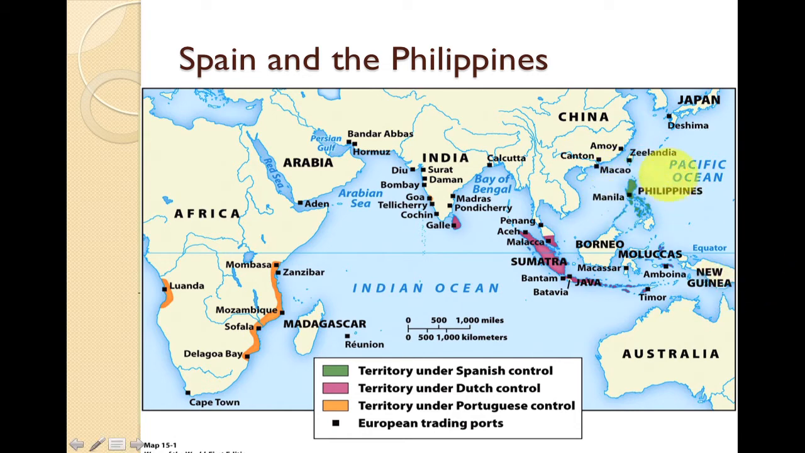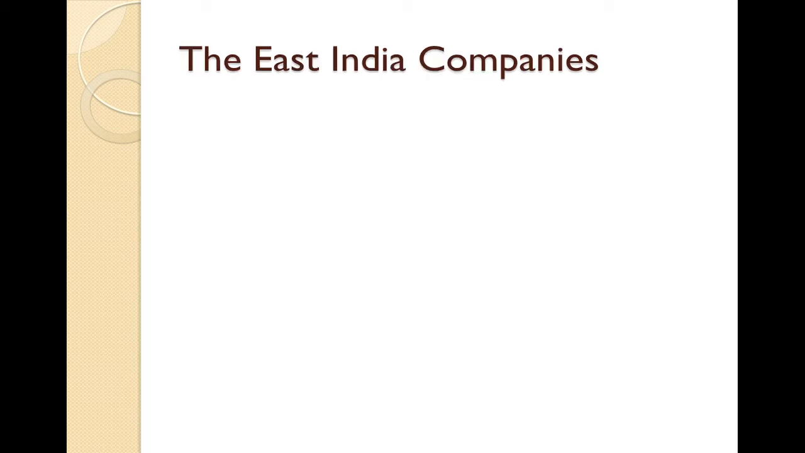Here are the Philippines up here, and the green on the map shows Spanish territory. This was accompanied by a major missionary effort, and the Philippines became a Christian outpost in Asia. Its location at the intersection of trade networks made it a cosmopolitan colony, with Chinese laborers in particular populating Spain's Asian colony.